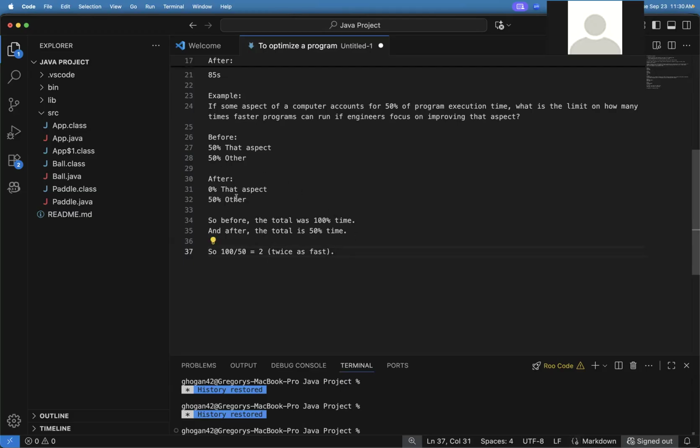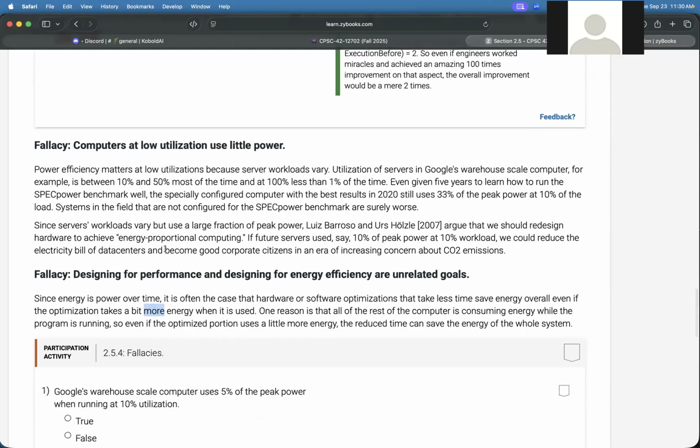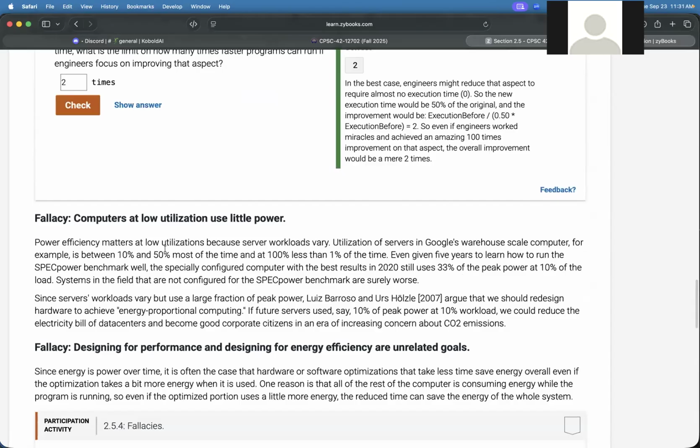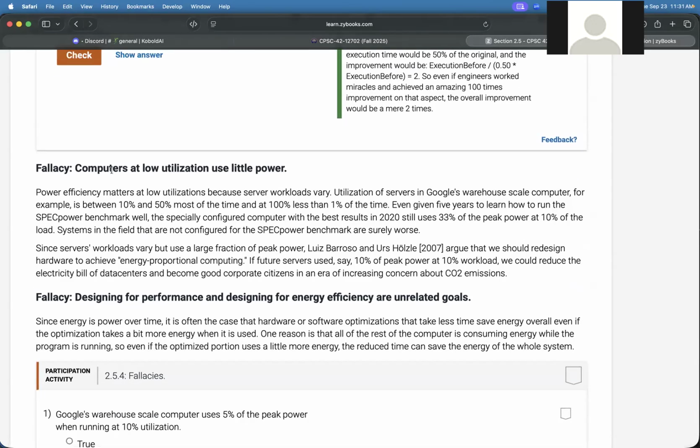right? So even if you're optimizing something that's taking half the time that the computer is doing, the best you can do is make your program twice as fast, right? And that's really just all there is to it. So that's just something to be aware of in terms of optimization. The rest of the stuff we can just kind of read through.